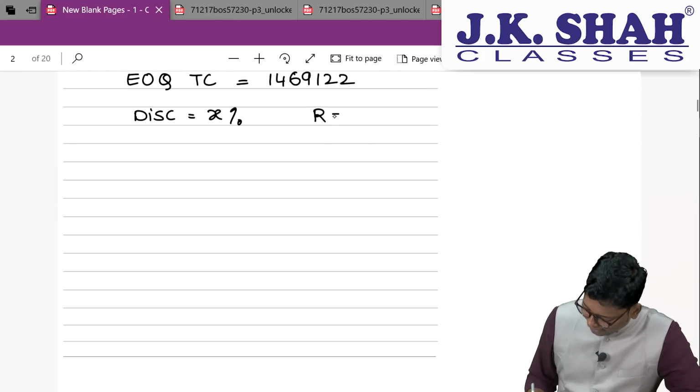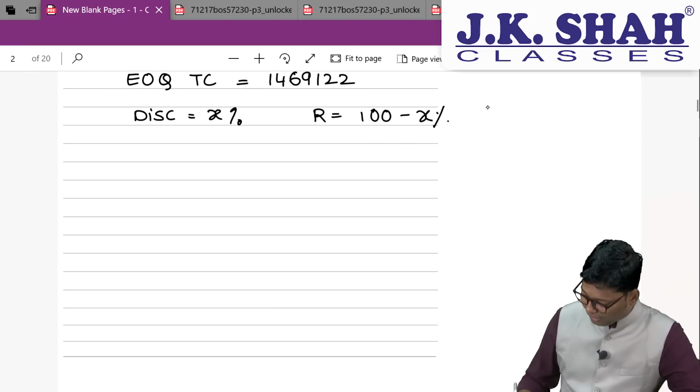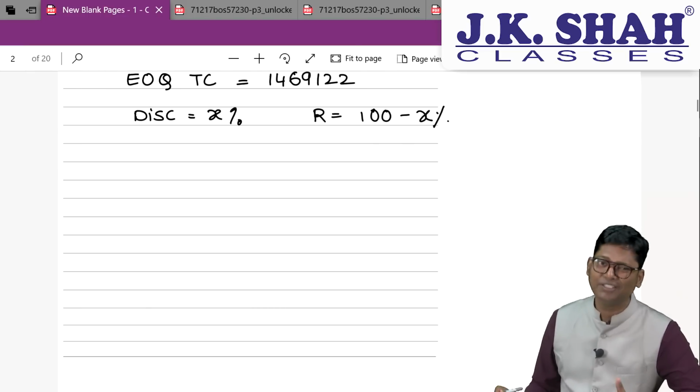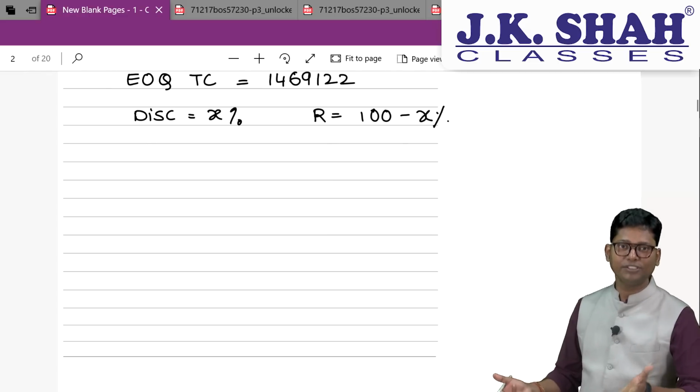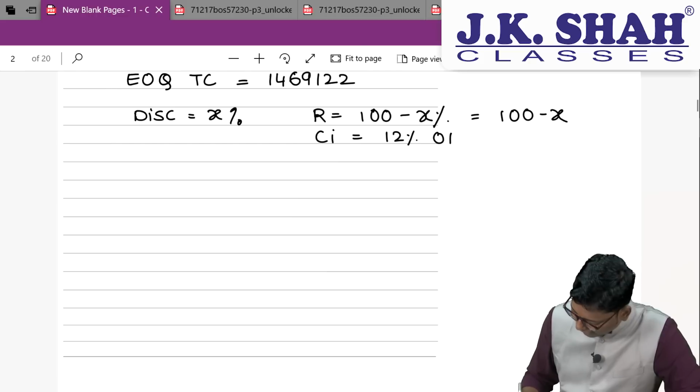Because of this, your revised purchase price or rate per kg of raw material will become original purchase price 100 minus X%. And when you perform this calculation on your calculator, 100 minus X% is obviously 100 minus X only. X is your discount. Okay. So this will become 100 minus X. Because of change in purchase price, your carrying cost will change. Your carrying cost will be 12% of rate, and in that you should add 2 rupees. So it will be 12% of rate. Your rate is 100 minus X, and in this you should add 2.